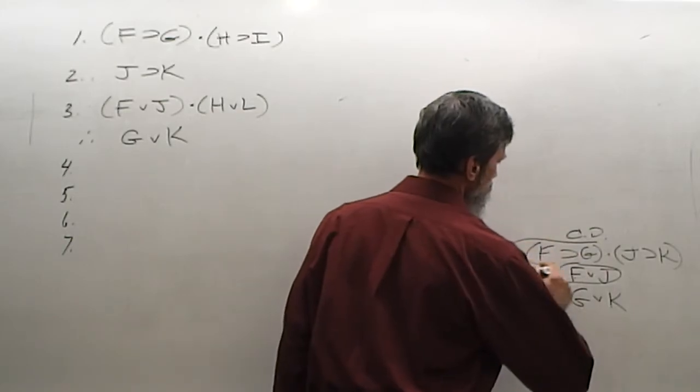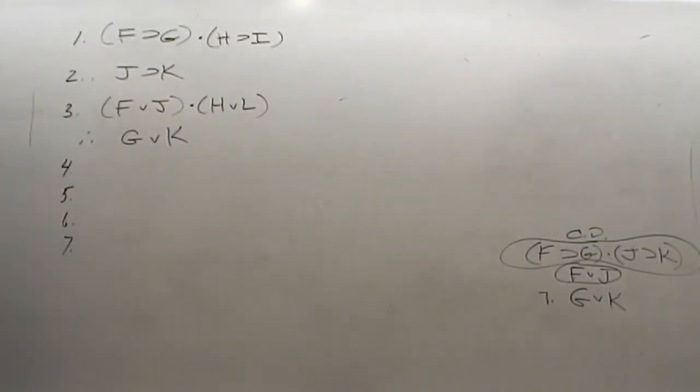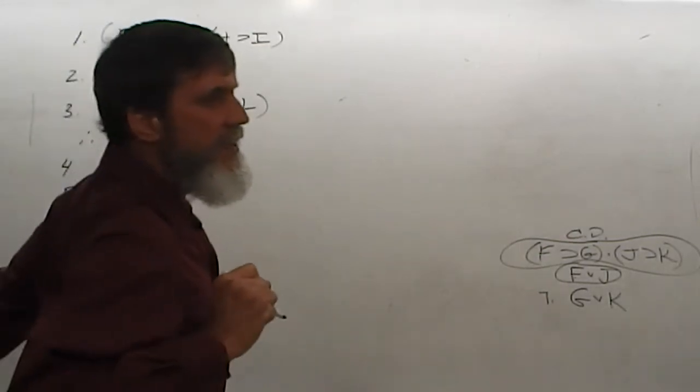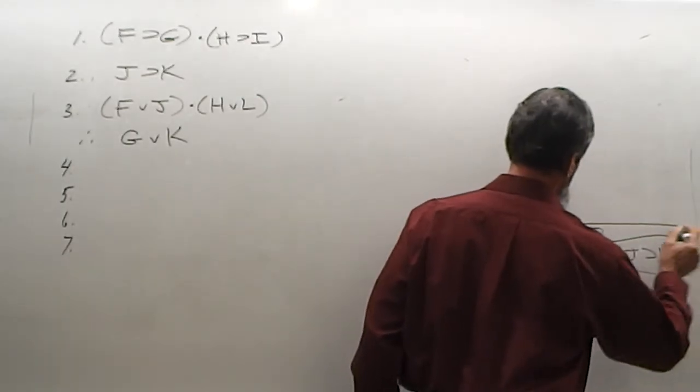But both of those have to be obtained somehow in order to pull the trigger on our constructive dilemma. Any idea on how to get either one of those? Yes? You get F wedge J through a simplification of the third premise.